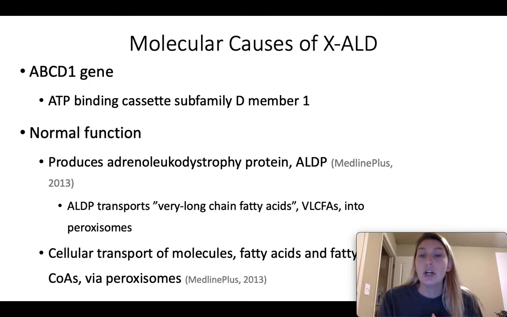So the molecular causes of XALD are all due to the ABCD1 gene. The full name is ATP binding cassette subfamily D member 1. The normal function of this ABCD1 gene is to produce the adrenoleukodystrophy protein, ALDP. This ALDP protein is going to transport very long-chain fatty acids into peroxisomes, and once they're in peroxisomes, they're going to be destroyed. So it is responsible for the cellular transport of these fatty acids via the peroxisome.